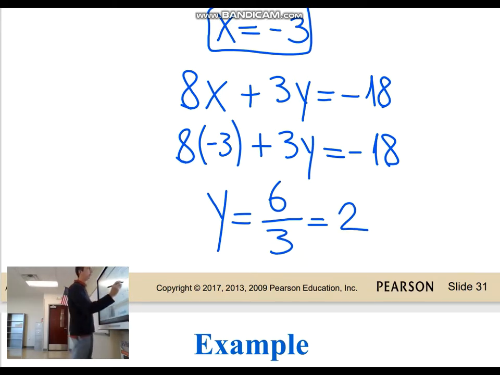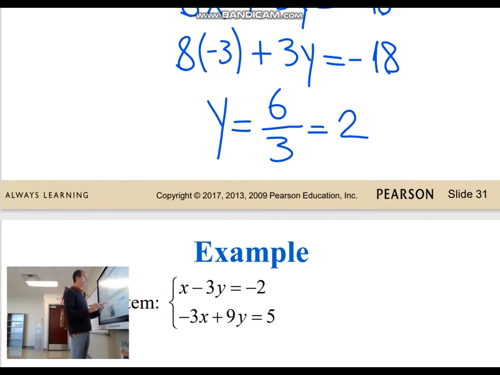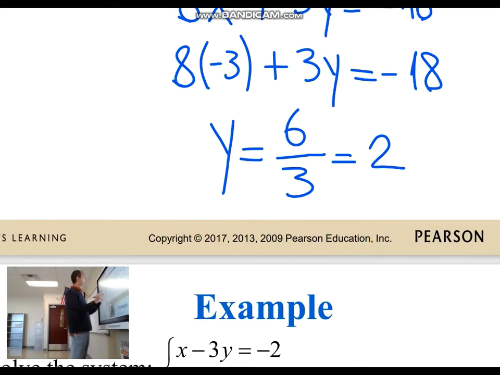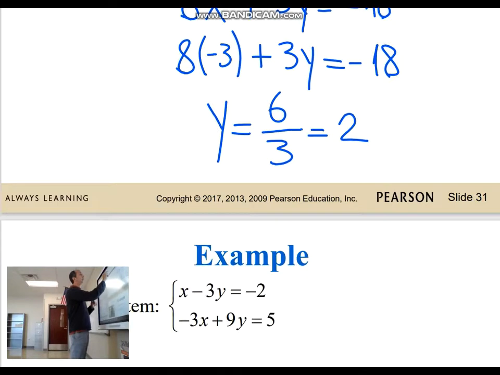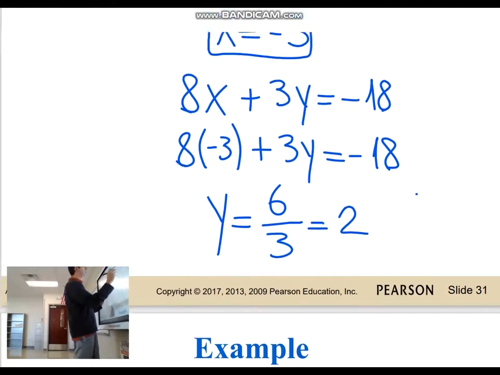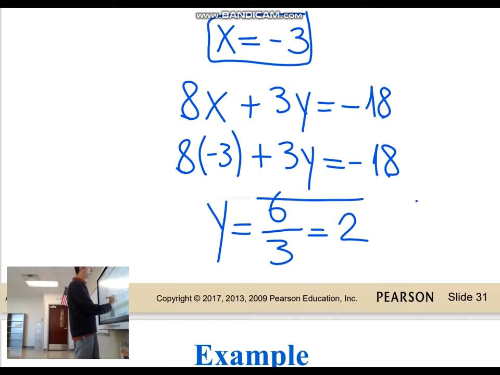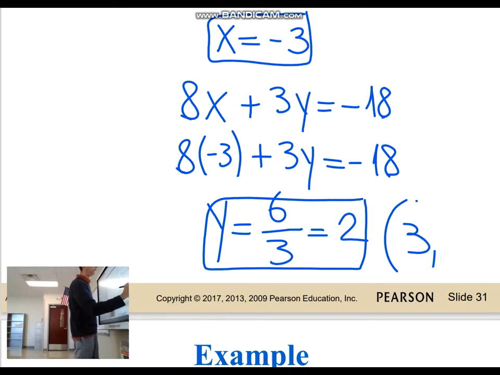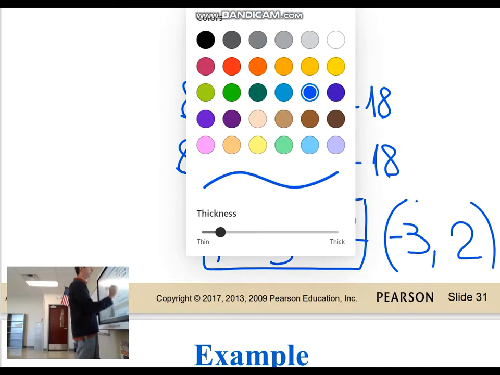This is the answer. This is the ordered pair that is a solution for the system: x equals negative 3 and y equals 2.